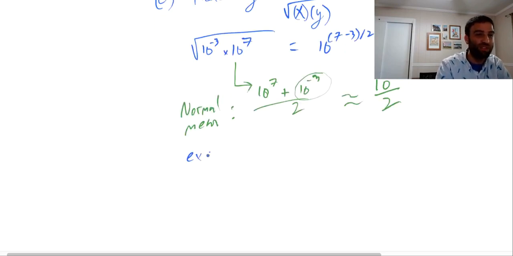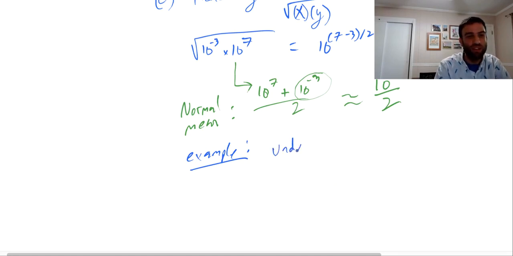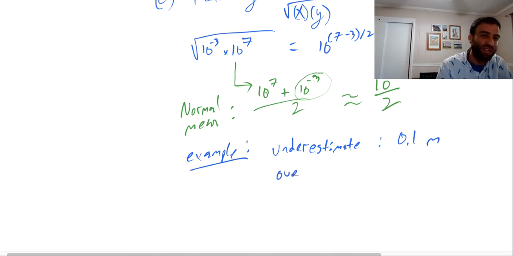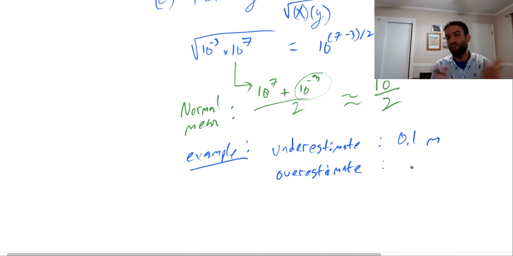For example, I said, my underestimate, I know people are more than a few inches apart, and a few inches is about 10 centimeters, so that's 0.1 meters. My overestimate, I guess these are under and overestimates of the space in between people, that's fine. My overestimate, well, I said, I know they're less than a meter apart, so my overestimate is 1.0 meters.